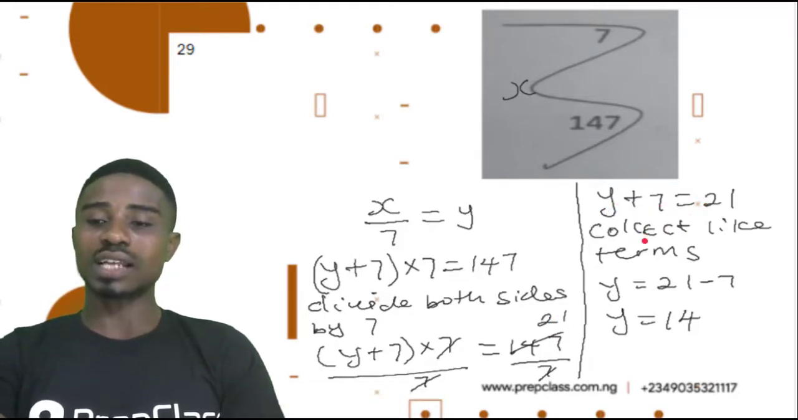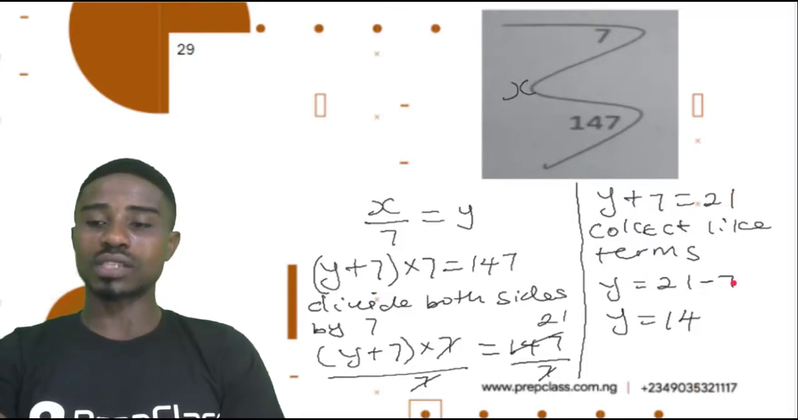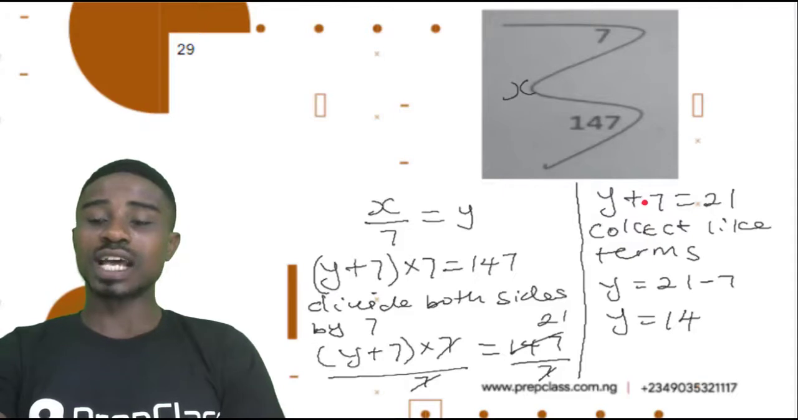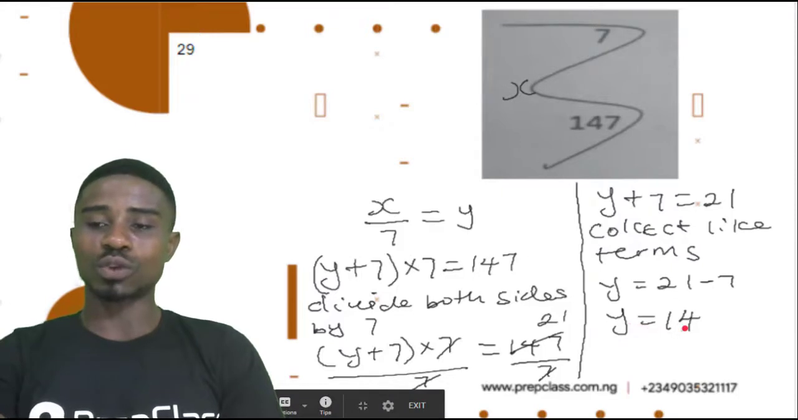Next, we collect like terms. So plus 7 will cross the equality sign to become minus 7, and we'll have Y equal to 21 minus 7, and Y will be equal to 14. Or since we want to detach 7 from Y, we can subtract 7 from both sides. So if I say Y plus 7 minus 7 equal to 21 minus 7, 7 will cancel out 7 to give us Y equal to 21 minus 7, which will give us Y equal to 14.